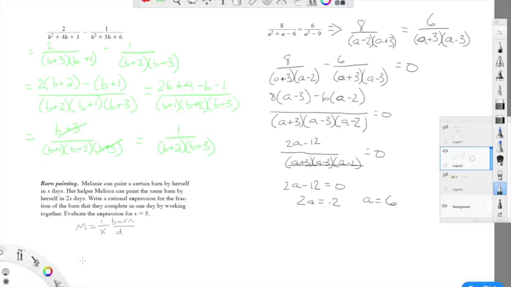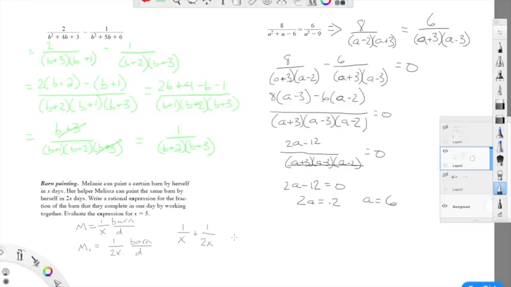is Melanie's rate. And then Melissa can paint 1 barn, the same barn, in 2X days. So if they're working together, and X is equal to 5, so it would take Melanie 5 days to paint the barn and Melissa 10 days to paint the barn, how much do they accomplish in 1 day?